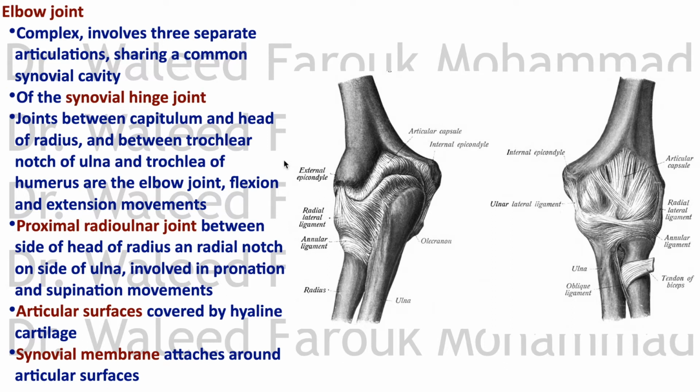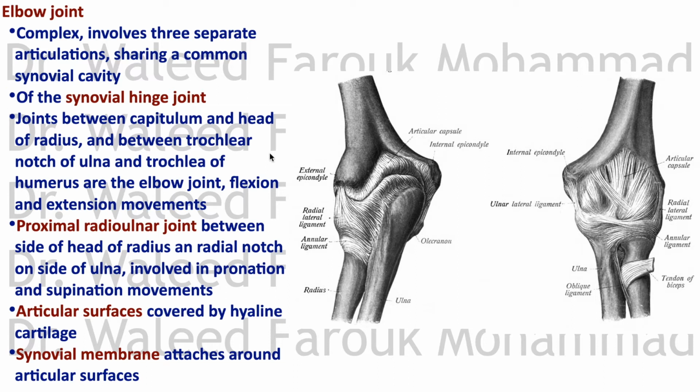Now you got it. Okay, it's a synovial hinge joint. It's a monoaxial joint, only flexion and extension in this joint. And as I told you, it's between the capitulum and head of radius and the trochlear notch of ulna and the trochlea of the humerus.